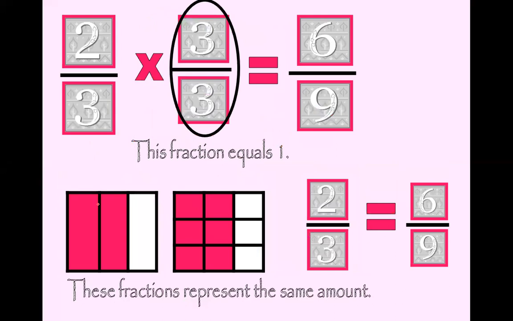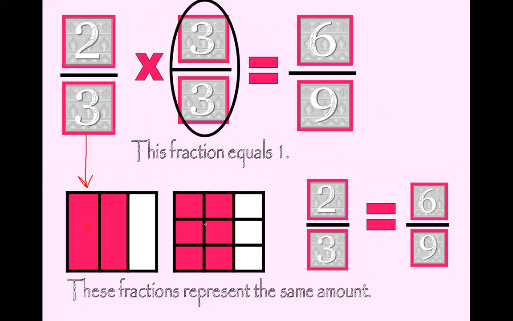Here we have a figure also. Here we have 3 parts. The 3 parts have been divided into 3 parts, and 2 out of the 3 parts are shaded. So you can see that we have to be very careful when we are making equivalent fractions. We have to see the fraction is just 2 by 3.